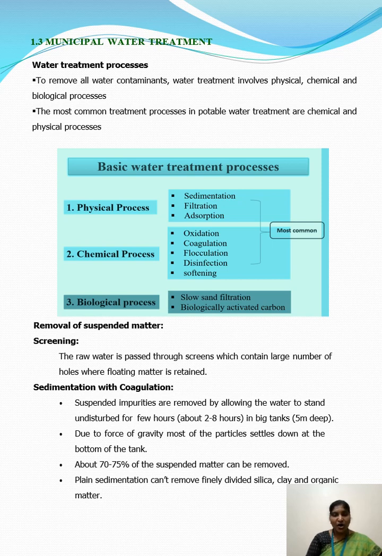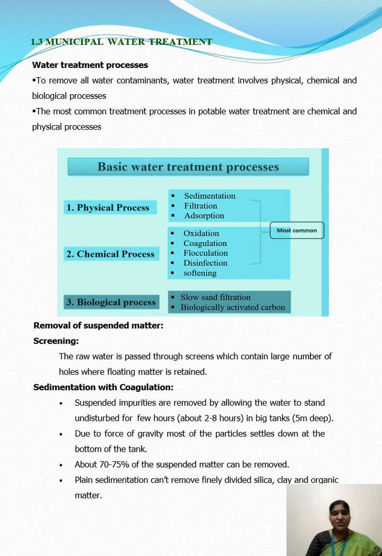Now, let us focus on how water needs to be treated municipally, or how water is being treated for domestic purposes. Water treatment processes include a number of steps. It is very interesting to note that there is a frequent set of methods that are commercially employed to clear water of its impurities. So the basic idea is to remove all the contaminants from water. Treatment involves physical, chemical, and biological processes. The most common treatment processes in potable water treatment are chemical and physical processes.